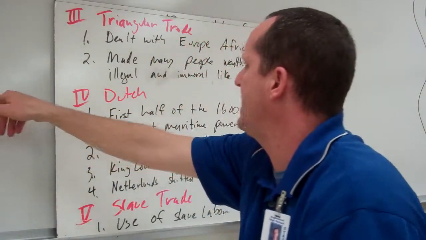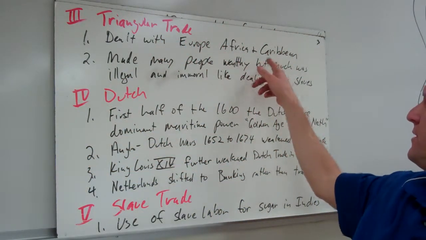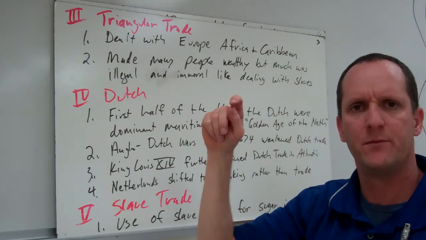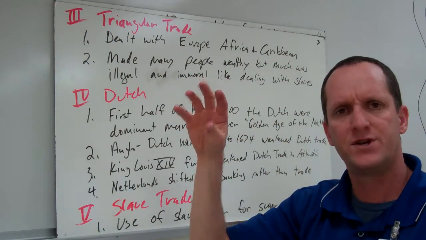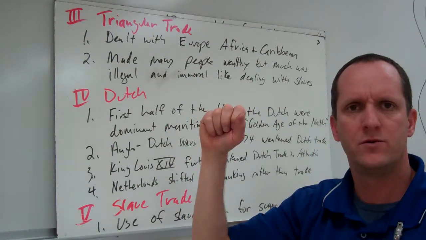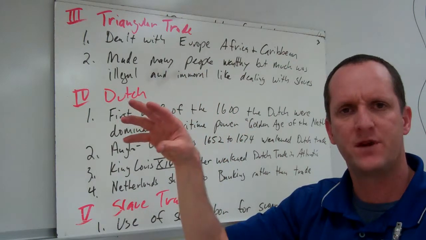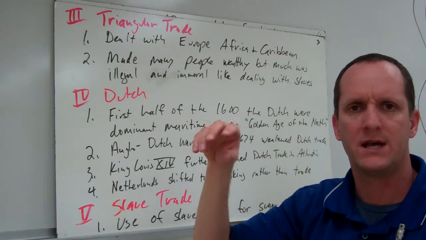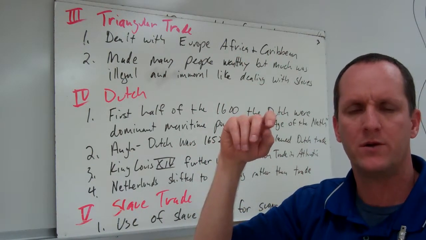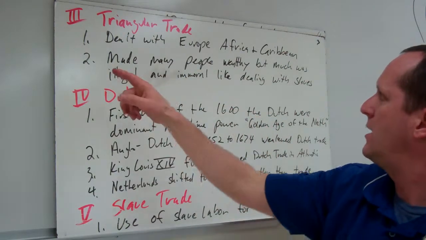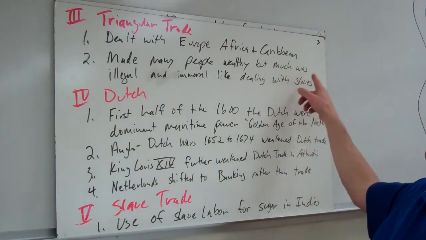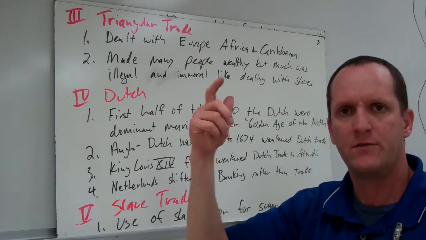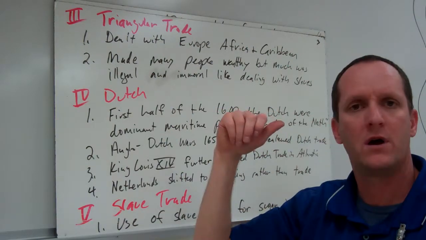We had the triangular trade, which dealt with Europe, Africa, and the Caribbean. There were a couple different triangular trades I think a lot of us are familiar with. Finished goods leaving Europe, heading to Africa. We've got slaves going from Africa to the Caribbean, and then you had the Caribbean sugar, molasses, and rum going back to the Americas or back to Europe. This made many people wealthy, but much of it was illegal and immoral, such as the slave trade, which we'll talk about here in just a second.